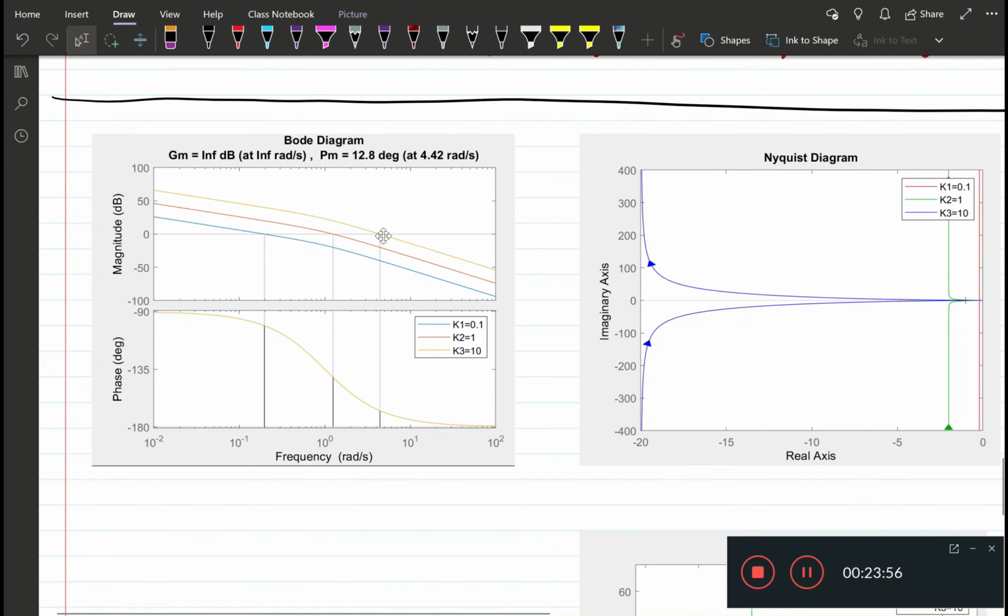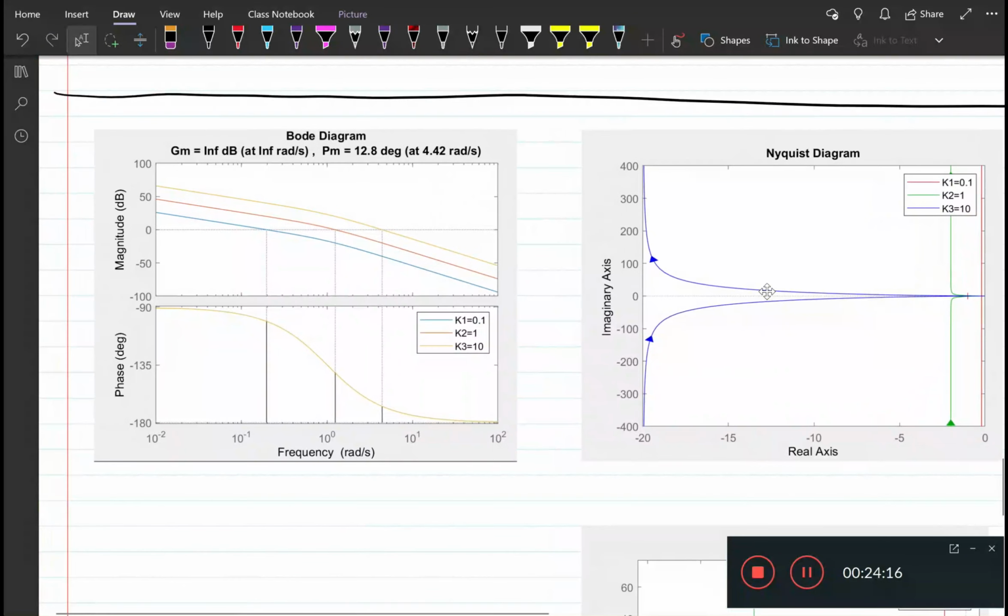And you see that for larger k, if we have k3, which is 10, this intersects the 0 dB line here, and we have a poor phase margin, whereas for a lower value of k of 0.1, we have a large phase margin. We also see this in the Nyquist plot. So these are also what we just discussed.